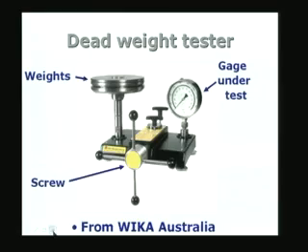A typical dead weight tester which is available in the market, this is from Australian manufacturing. You have the gauge under test which is indicated here, the weights are added here, and then the screw is actually this handle, and this is usually put on the tabletop, and then you can see that it will also have an arrangement by which you can find out whether it is level and so on, leveling screws are there and so on. You can see that this is a dead weight tester which is commercially available and is used for calibration purpose.